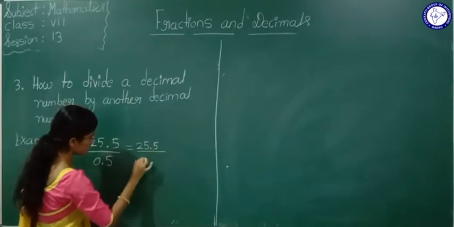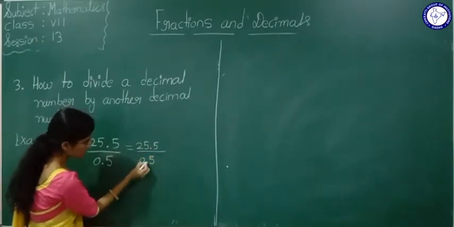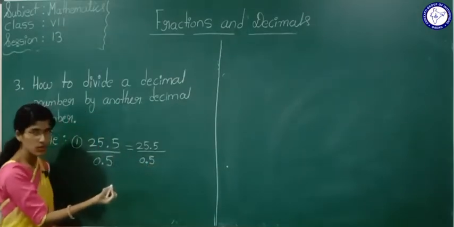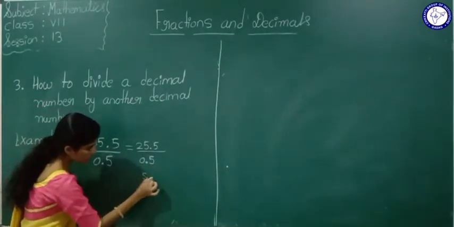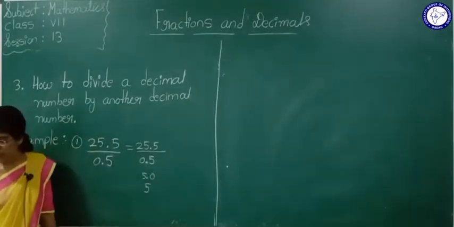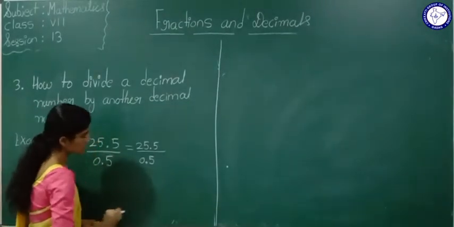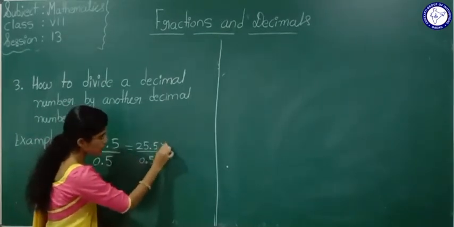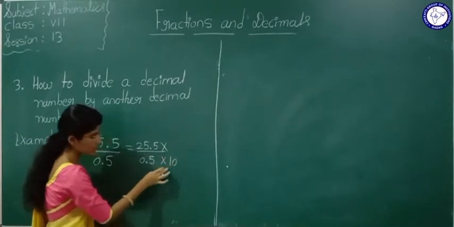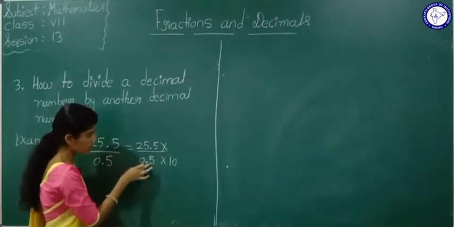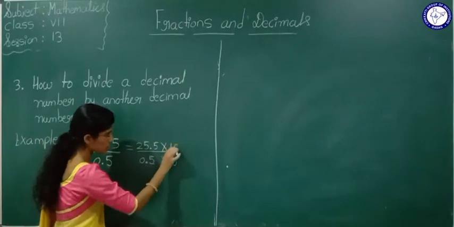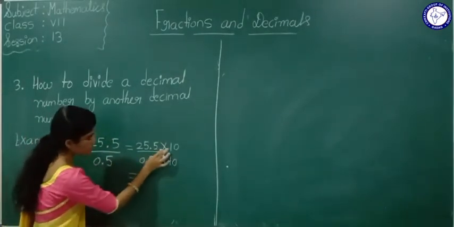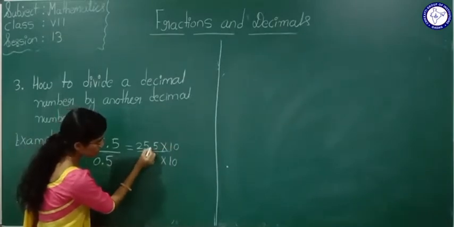25.5 divided by 0.5. Now see here, if I shift this decimal point to this side, definitely it will become a whole number. Yes or no? See here 5.0 is same as 5 only. Okay, so what I will do, just I will shift this decimal point to here. To shift this, I should multiply here by 10. Here you are multiplying by 10 in denominator, means in numerator also you should multiply by 10.